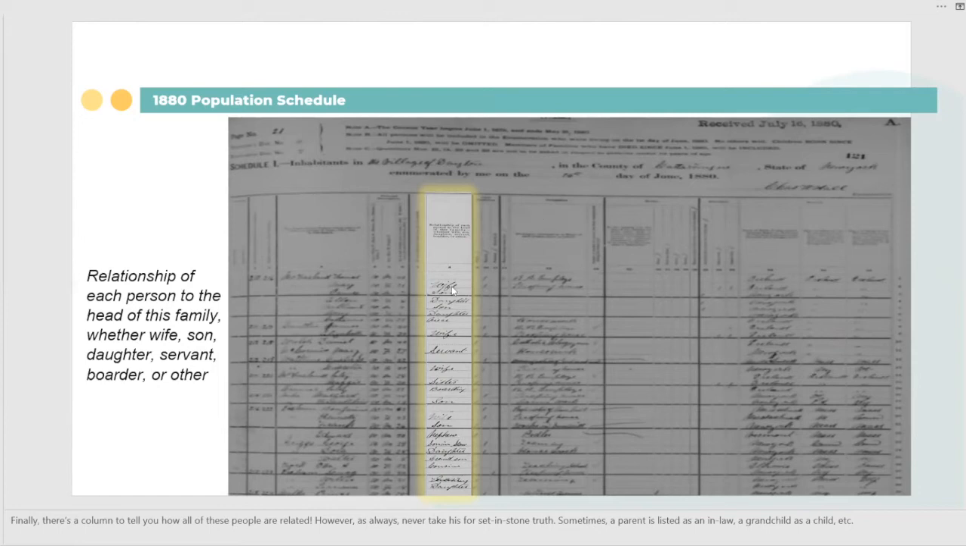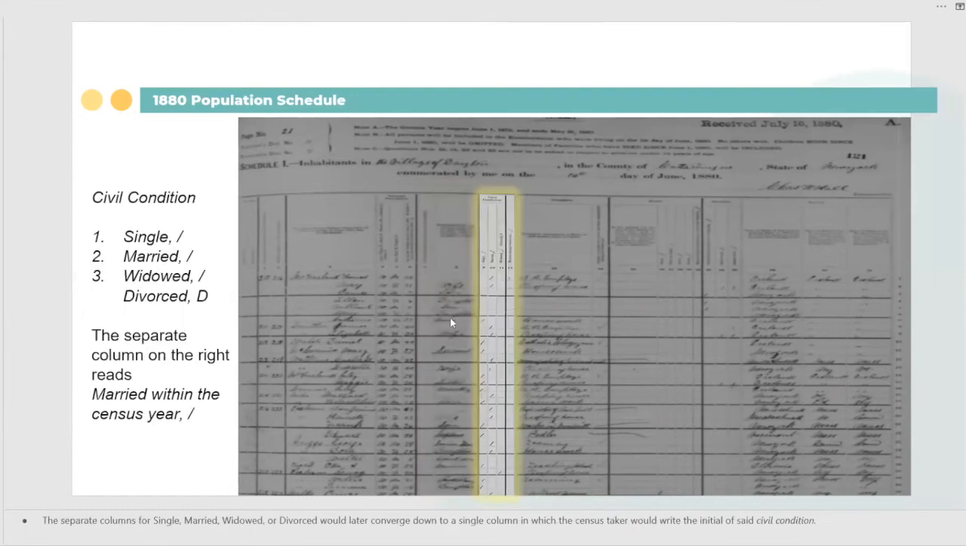You can see here we have wife, son, daughter, niece. They have their niece living with them. So this is a pretty good place to start, but just because you find another record that may contradict a piece of this information doesn't necessarily mean that it's right or wrong.